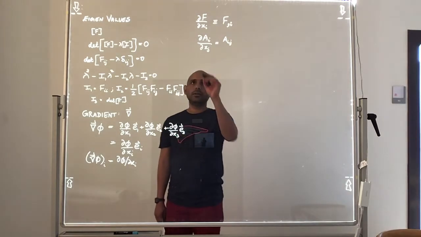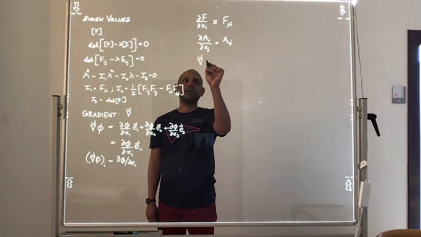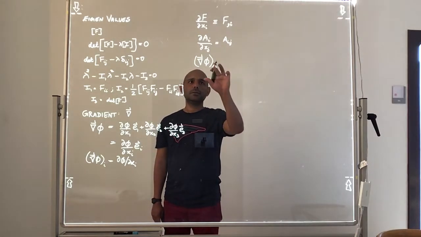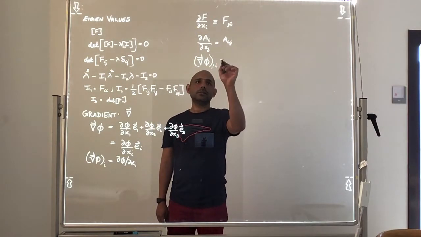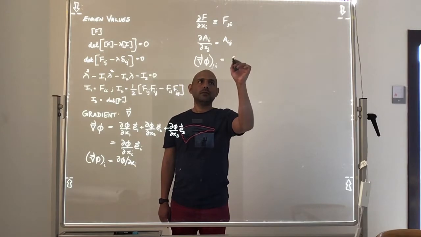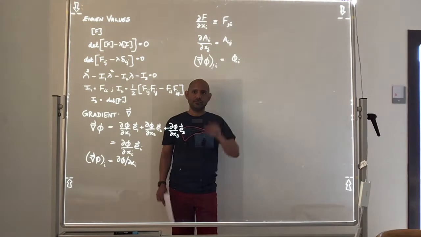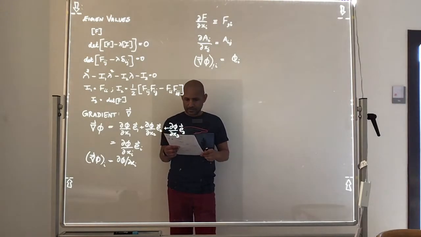So if you go to our gradient of phi, the ith component is equal to phi comma i. Poof. Small and compact.